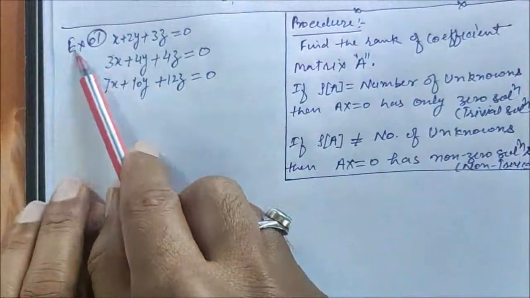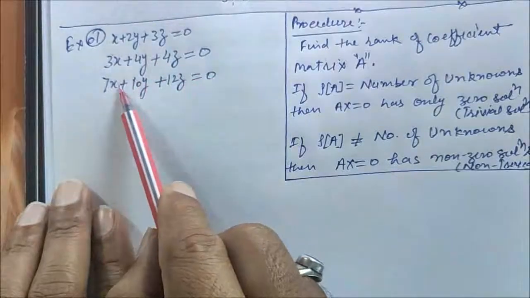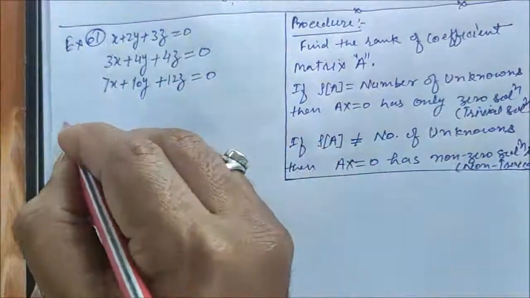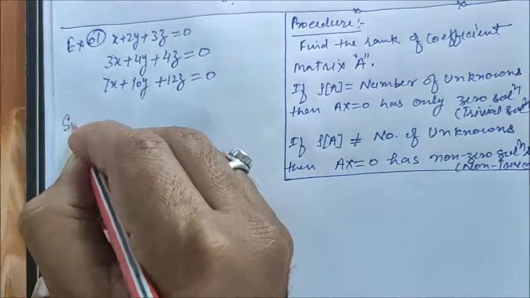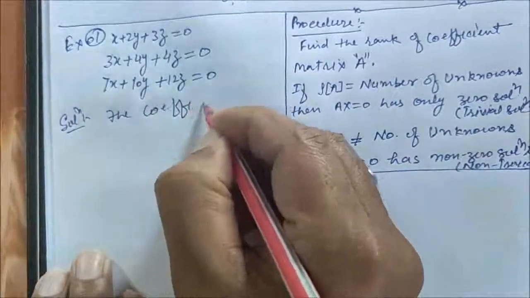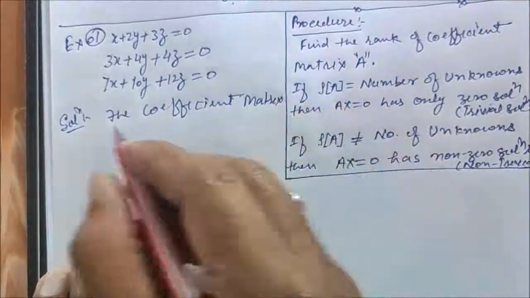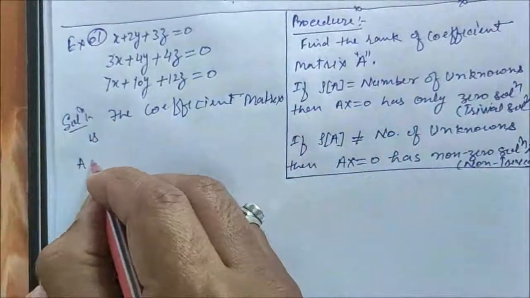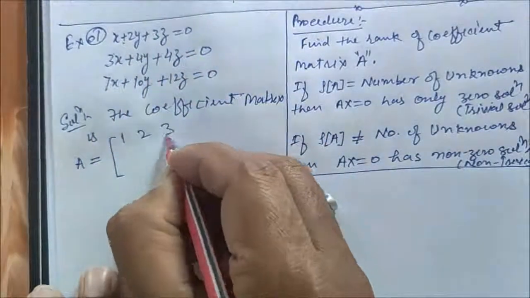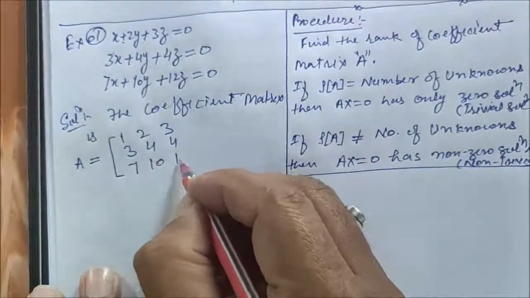Example 1: x + 2y + 3z = 0, 3x + 4y + 4z = 0, 7x + 10y + 12z = 0. So the coefficient matrix is A, and the matrix is [1 2 3; 3 4 4; 7 10 12].